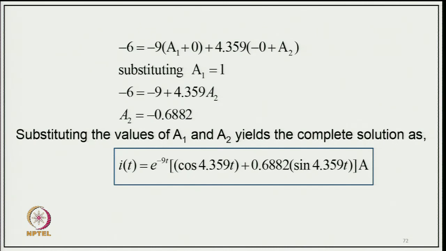So, you get the equation a2 minus 6 equal to minus 9 plus 4.359 a2, and a2 comes out equal to minus 0.6882. Substituting a1 and a2 yields the complete solution as i equal to e to the power minus 9t in bracket cos 4.359t, that is a1 is 1, plus a2 is 0.6882 in bracket sin 4.359t, in ampere. So, that is the final solution of this circuit, you can call it the natural response.